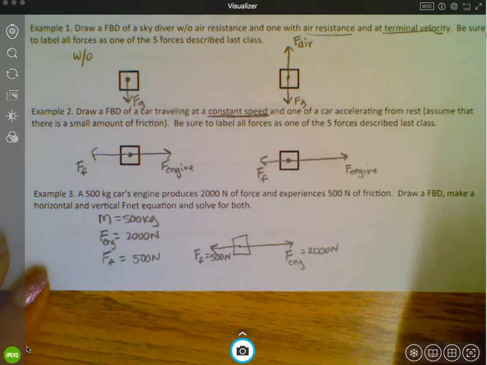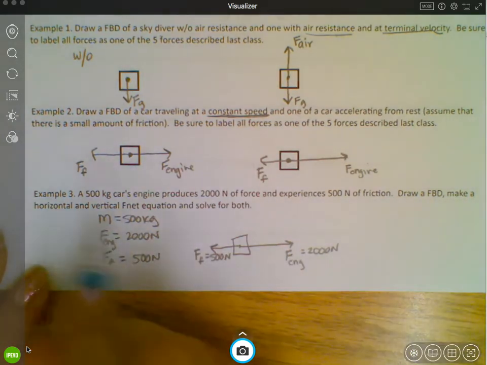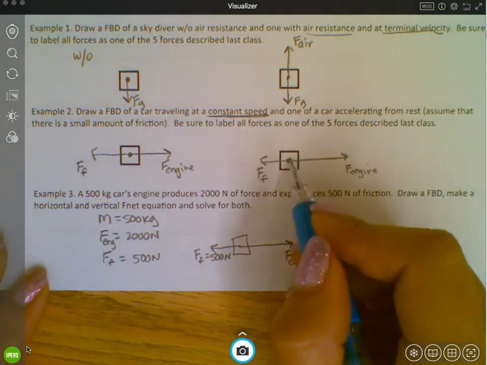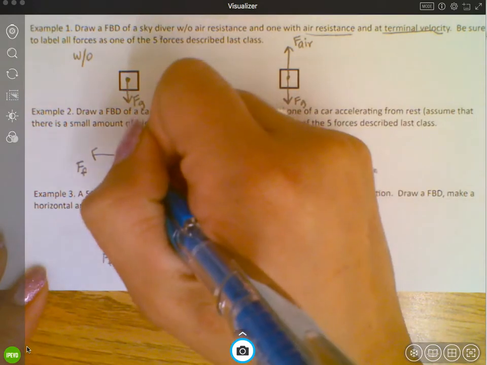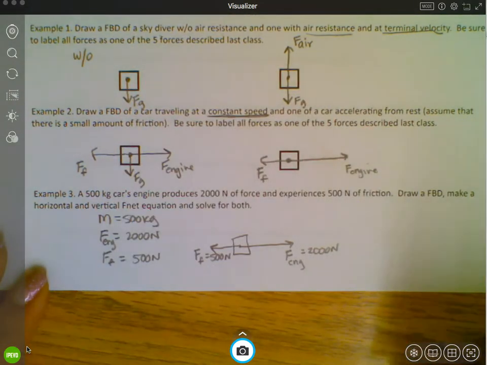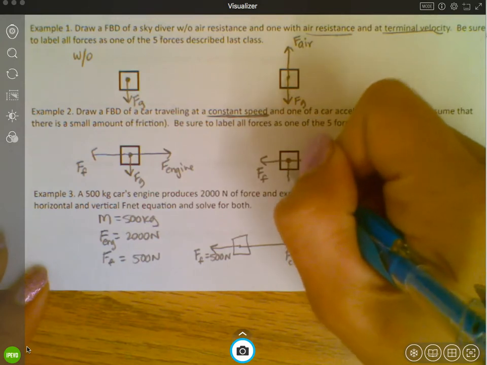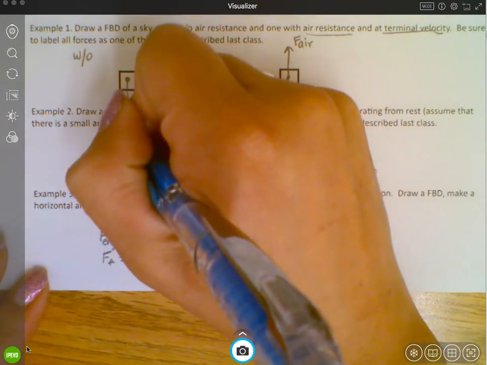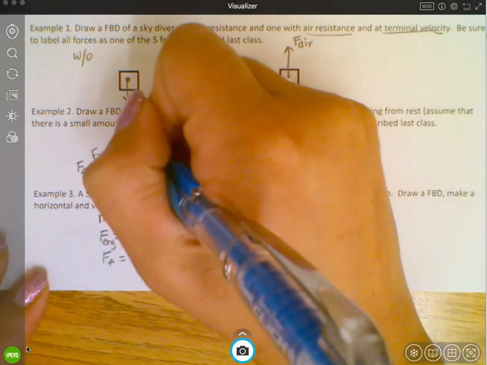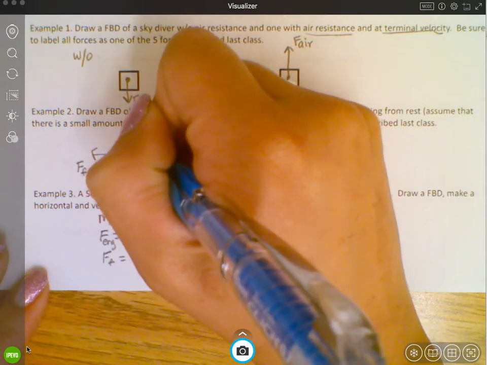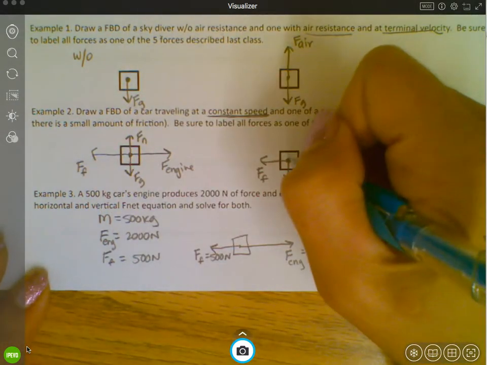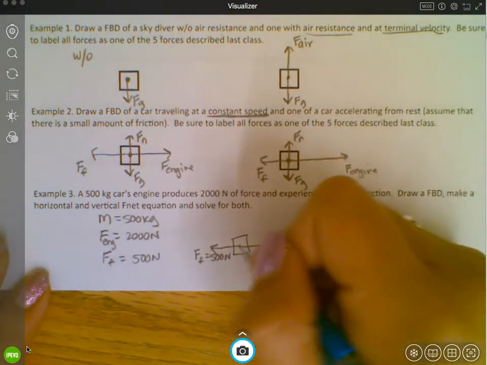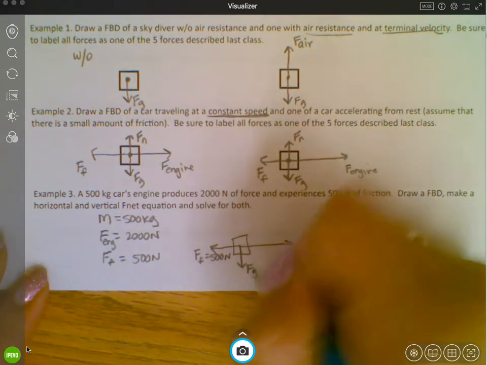Then it says to make a horizontal and vertical F net equation and solve for both. So this is a car, and actually we forgot on this one, and both of these, that there is a force of gravity on these cars. And there's also a normal force, which I can't remember if we talked about yet, but if we didn't, then we're going to talk about it in a minute. So a normal force on each of these. The force of gravity and the normal force should be balanced so that it's not accelerating up or down. We kind of forgot about that on this one as well.